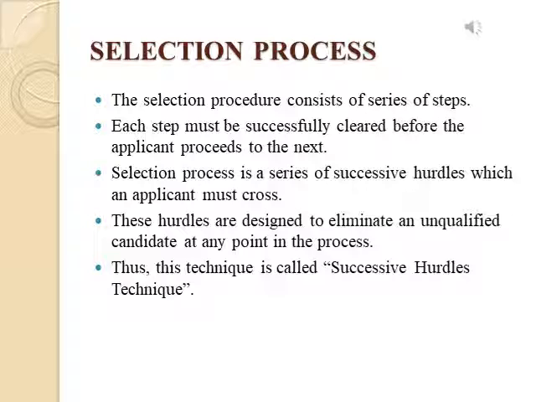Now, selection process basically consists of a series of steps which consists of various hurdles and barriers which are to be cleared by every applicant who has applied for the job, and only then the applicant proceeds to the next hurdle. These hurdles are basically designed to eliminate the unqualified candidates who have applied for the job, and they can be eliminated at any point in the process. So, this technique is called successive hurdles technique.